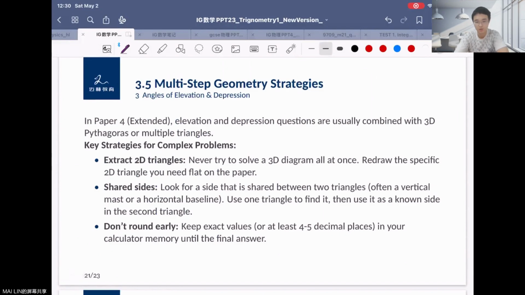Okay, so first we have to extract the two-dimensional triangle. Then you can try to find the sides, like the opposite or the adjacent side near to each other. Then we can just use a calculator to find the angles and use trigonometry to calculate it.